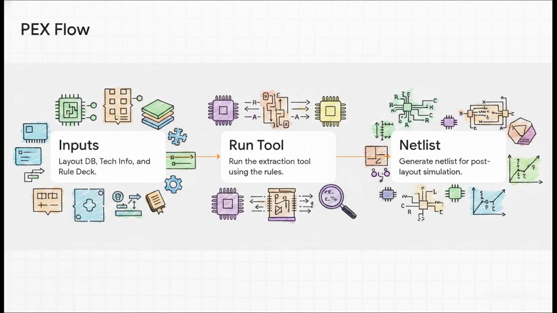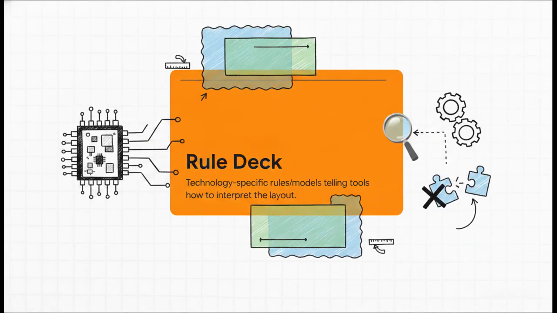It feeds all of this into the PEX tool, which crunches the geometry and spits out a shiny new extracted netlist. And this netlist includes all those unwanted R and C components we've been talking about, totally ready for post-layout simulation. Now, a really critical concept to grasp here, especially if you're prepping for interviews, is the rule deck. A rule deck contains hyper-specific Foundry models.